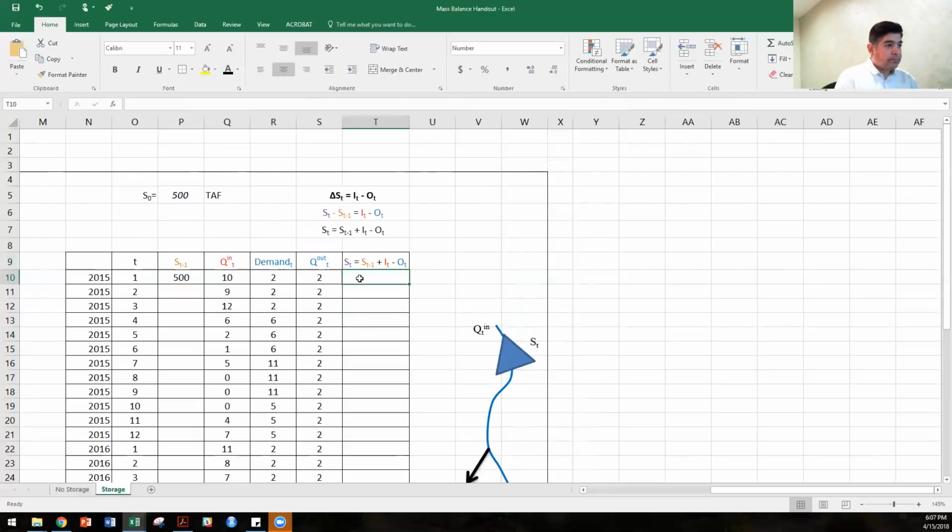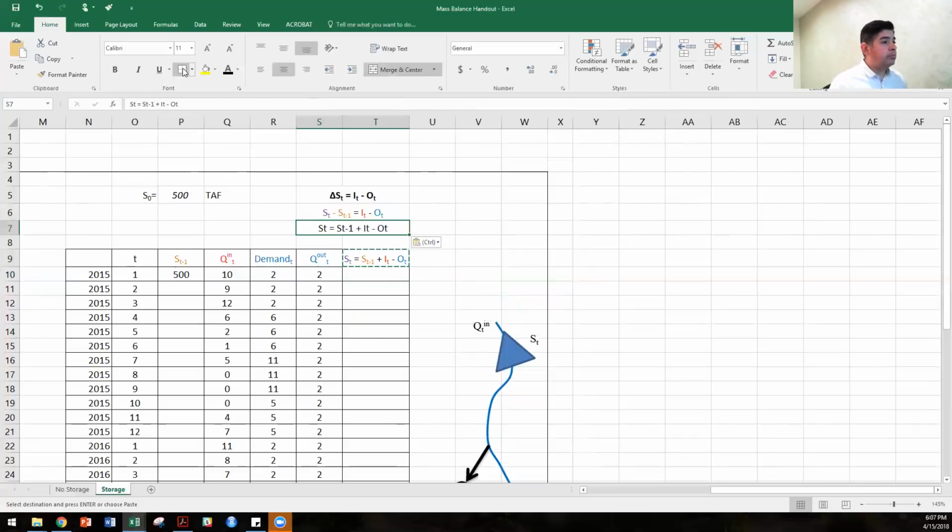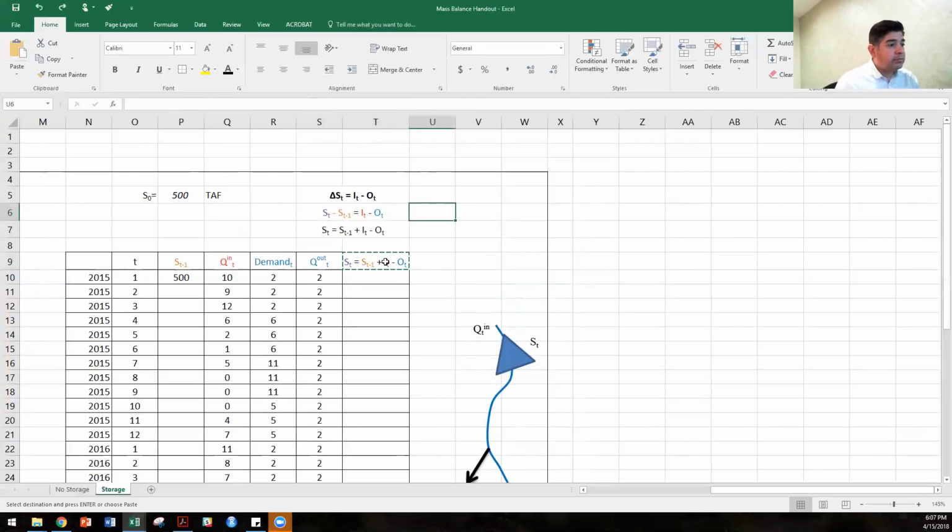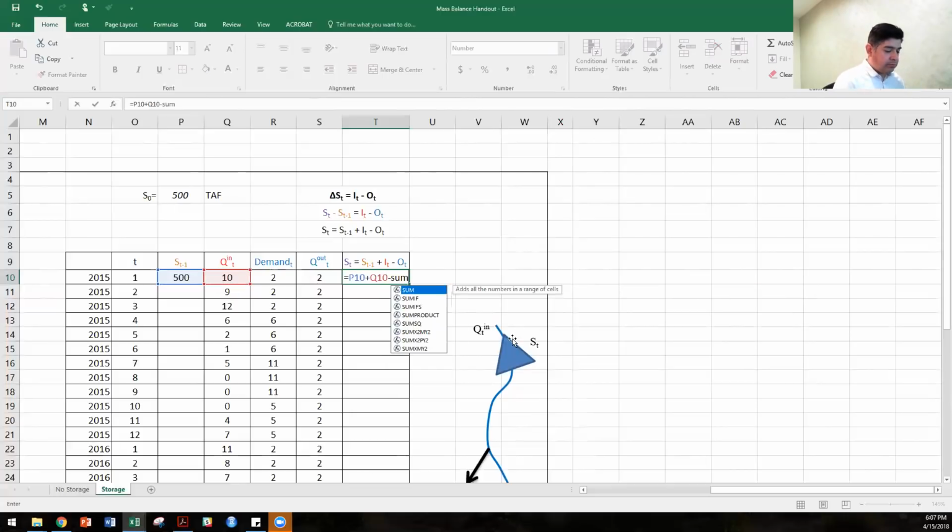So in this case, using the mass balance equation and substituting here, this is how we can estimate this storage at the end of the month, which will be the initial storage plus this inflow into the reservoir minus the sum of the outflows that we know, these two.